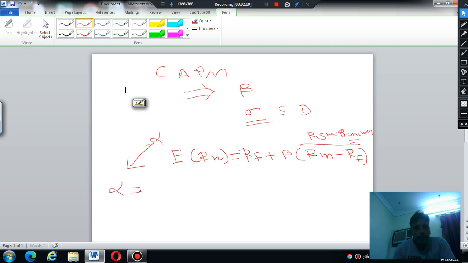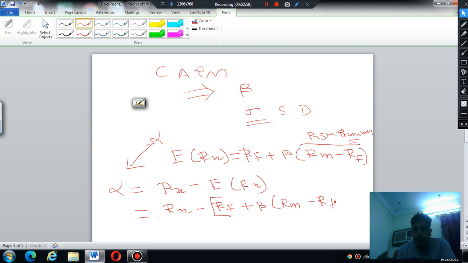So how will the alpha be calculated? First of all, alpha, as I told you, is used to determine how much the realized return of the portfolio varies from the required return. So just take a look here. This is the formula: Rx minus expected return. Rx is the realized return, and this is the expected return. So if we put it like this, it will take a shape like that: Rx minus, put it in the bracket, RF plus beta, the systematic risk factor, times RM minus RF.